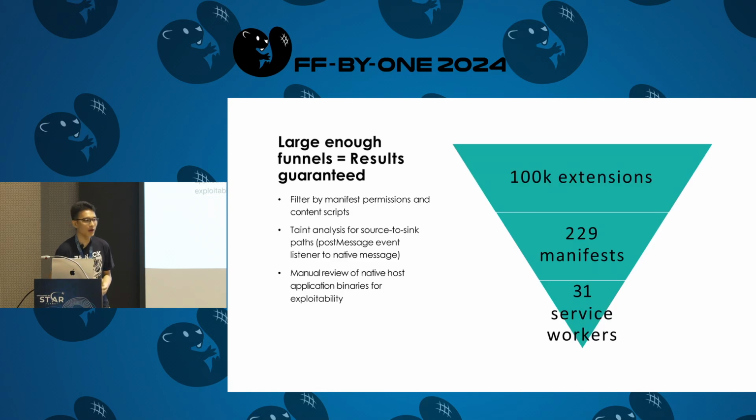I think with large enough funnels, you'll always get results. So I started with more than 100,000 extensions, and then I ran the query to filter potential manifests, in this case about 200 plus. Then by running my Semgrep rule, I could narrow it down further to 31 service workers and background scripts that seem to be vulnerable. Followed by that, I have to make sure the last part of the chain is available, which is manual review of the native host application binaries for exploitability. You start seeing a few interesting patterns with the types of applications that would use this pattern. In this case, I found something with PKI card extensions, and I'll talk about why that is.